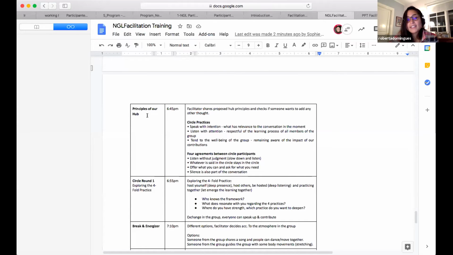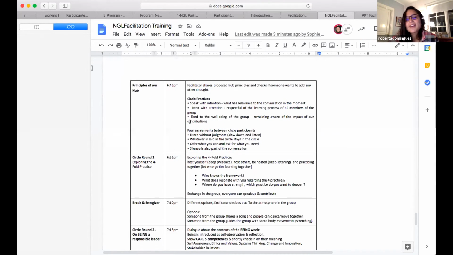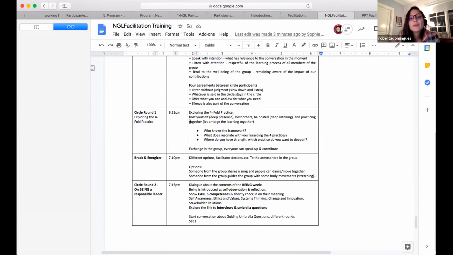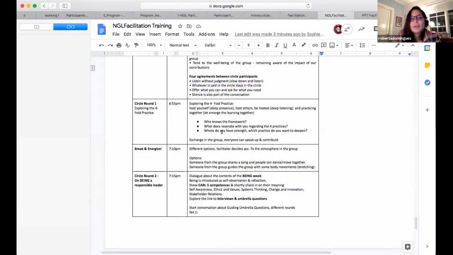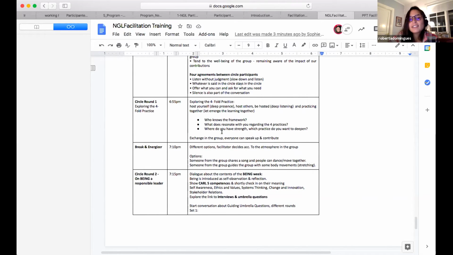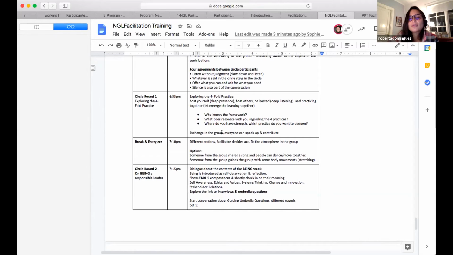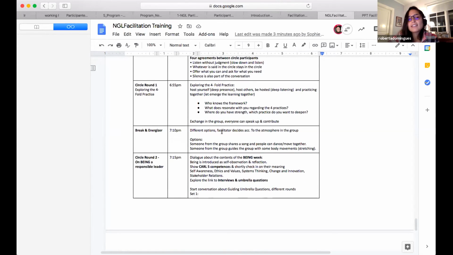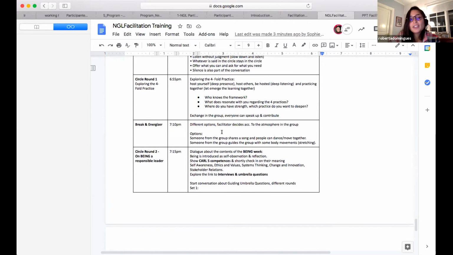And next, the facilitator will present the principles of the hub. Again, bringing the circle practices: speak with intention, listen with attention, tend to the well-being of the group. You can remind the group about the 4 agreements: listen without judgment, whatever is said in the circle, stays in the circle, offer what you can and ask for what you need. And that silence sometimes is also part of the conversation.